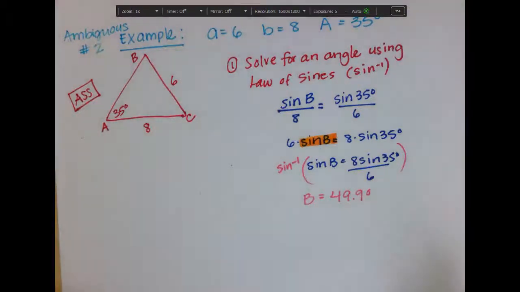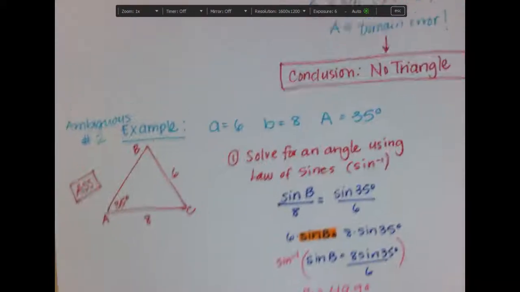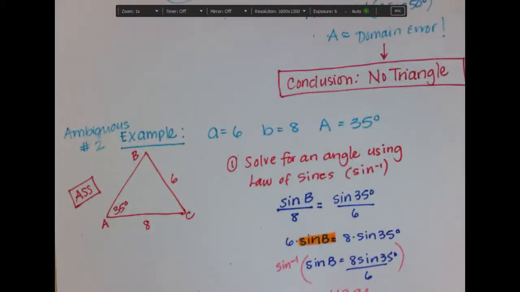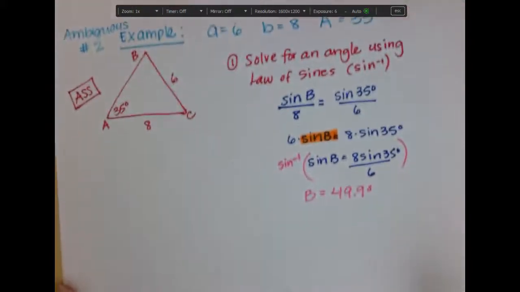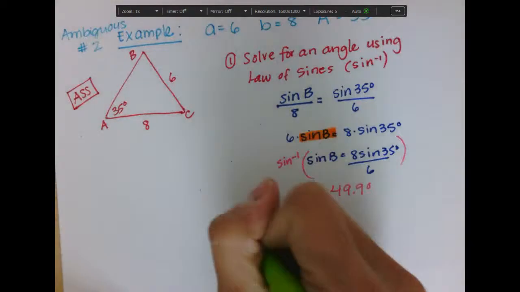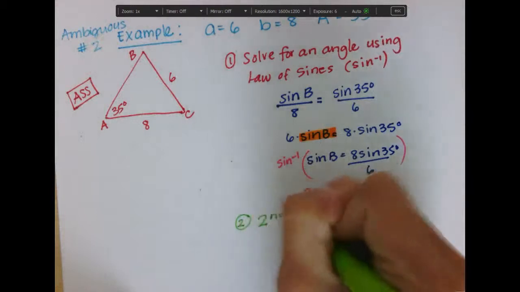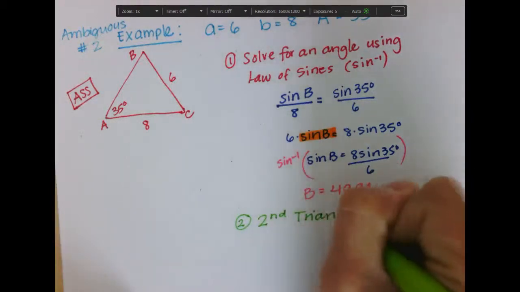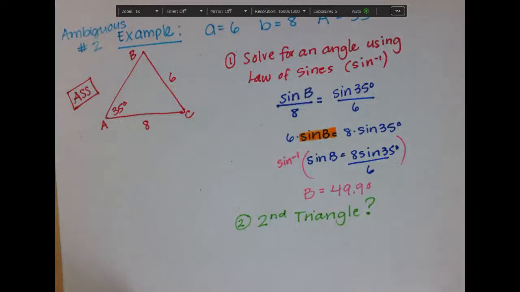Okay, so again, this is the ambiguous case. There are a couple different scenarios. We could get no triangle, and that happened up here when we had a domain error in solving for that first angle. We could also get 2 triangles, or we could get 1 triangle. So our first step is to get 1 angle, and our second step is to test for a second triangle. Let's see if we have a second triangle.